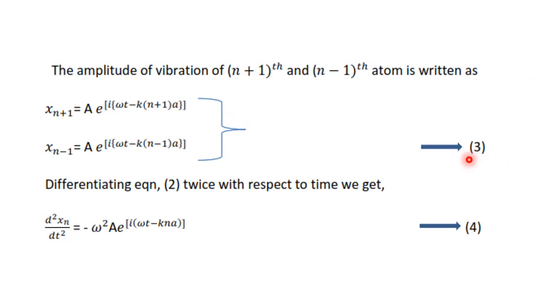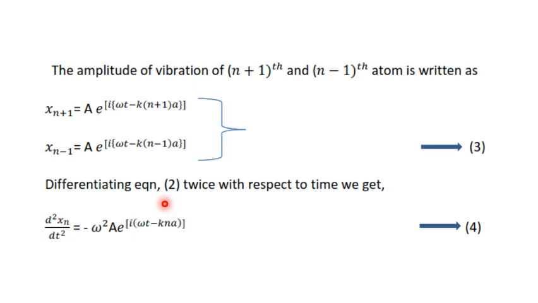Now differentiate equation 2 twice with respect to time. What is the second equation? xn is equal to a e power i omega t minus kna. First you differentiate dxn by dt, that is equal to a, which is a constant, therefore a e power something into the derivative of that something.